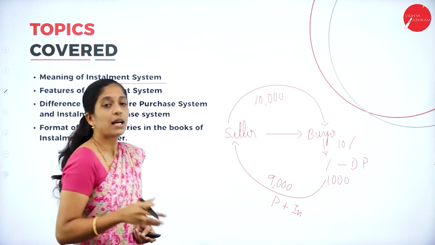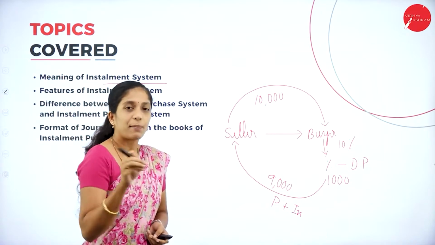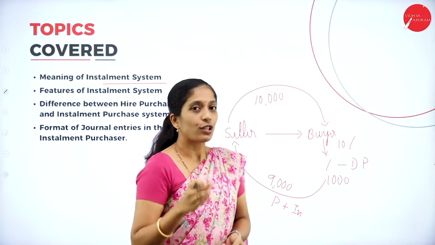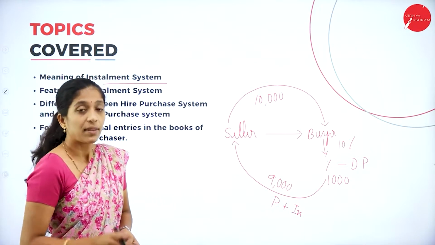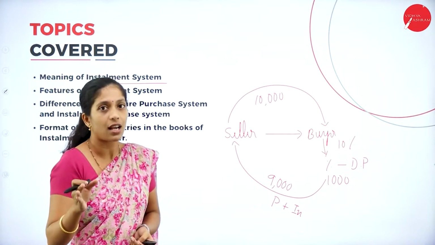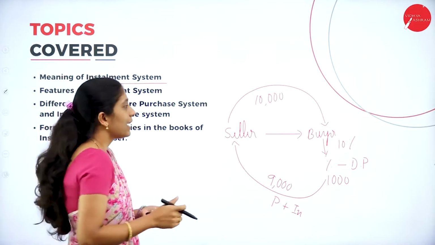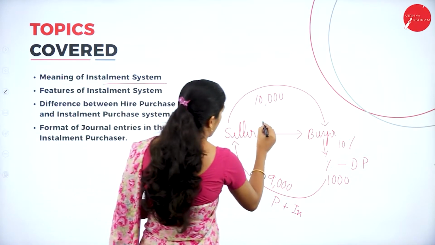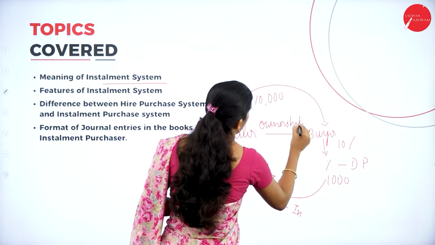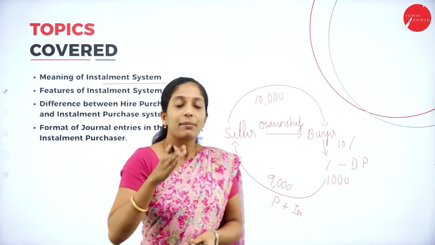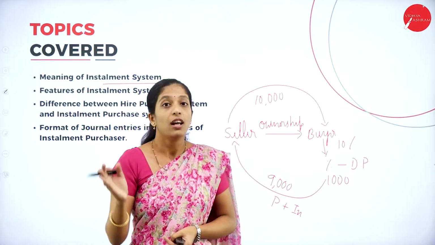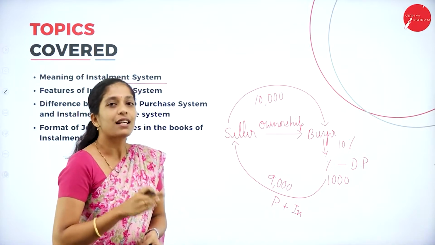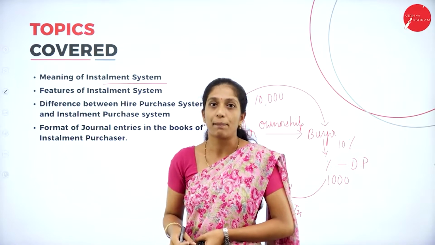So installment is nothing but what? Principal plus interest. So that 9,000, the remaining amount to be paid by the buyer to the seller, will be made in the form of installments along with interest. So this is what happens in case of installment system. Now what is the difference between hire purchase system and installment system? The procedure is the same, but the only thing is that once the seller transfers the goods to the buyer, ownership transfers immediately in installment system. That is, on the date of agreement itself, the ownership will transfer from seller to buyer. Whereas in hire purchase system, ownership will transfer only after the payment of the last installment. This is the main difference between installment system and hire purchase system.